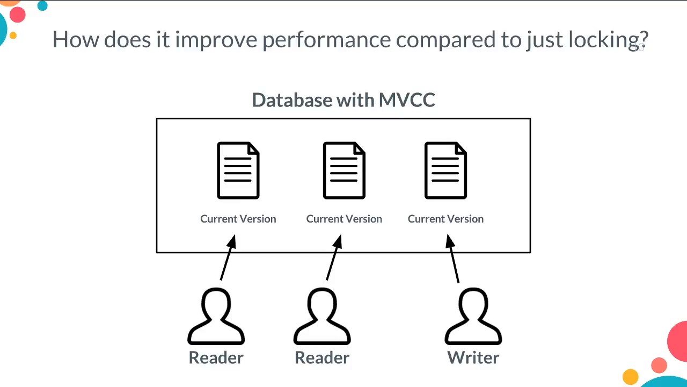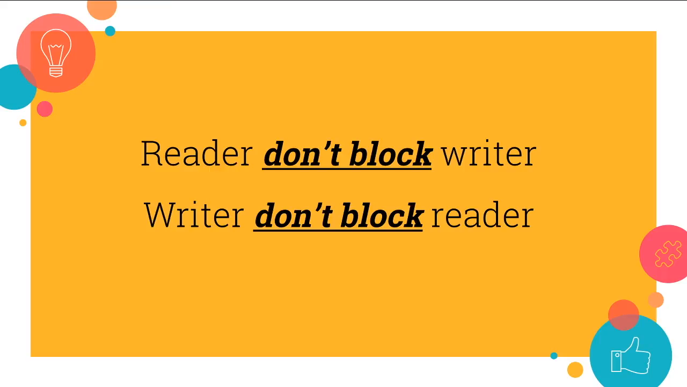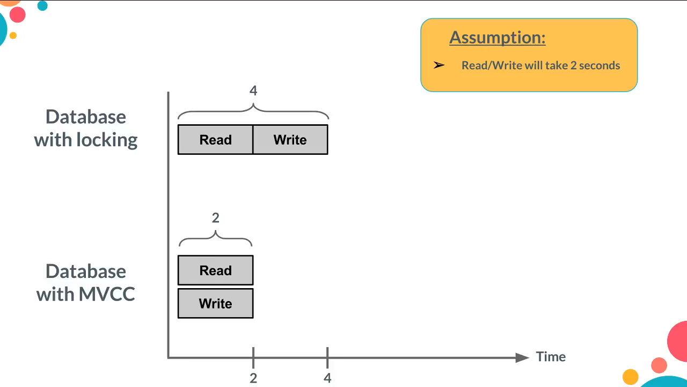Now, a database with MVCC will store different copies of the same data. At any point of time, any users can access the data without being blocked by another user. That means all users can run concurrently. Hence, the performance is better. In short, readers don't block writers. Writers don't block readers.